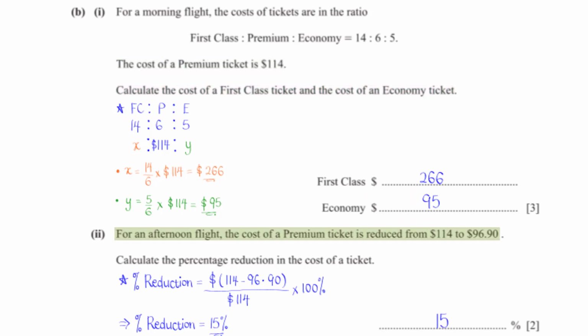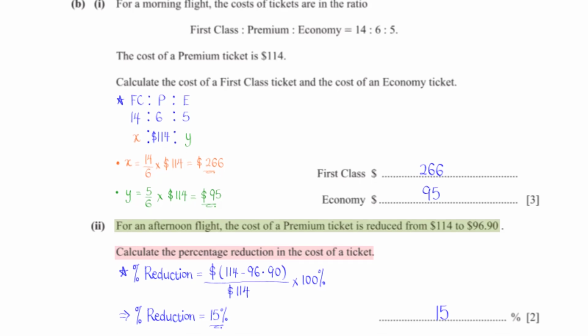For an afternoon flight, the cost of a premium ticket is reduced from $114 to $96.90. Calculate the percentage reduction in the cost of a ticket. To find the percentage reduction, that is equal to the reduction, which is 114 minus $96.90 divided by the original cost, which is $114 times 100%. When we type this into the calculator, we get 15%.